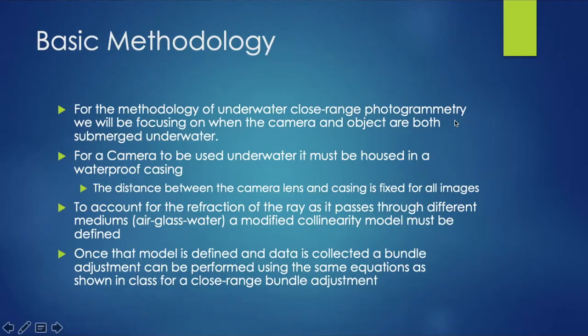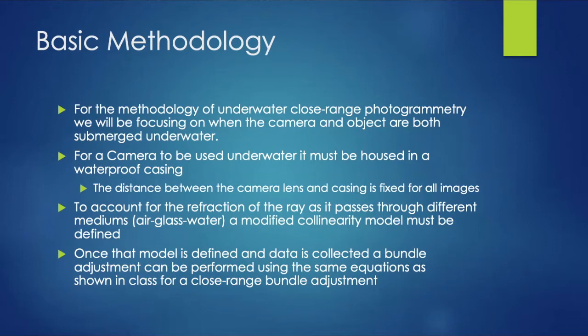For the methodology of underwater close-range photogrammetry, we'll be focusing on when the camera and object are both submerged underwater. For a camera to be used underwater, it must be housed in a waterproof casing. The distance between the camera, lens, and the casing is fixed for all images.